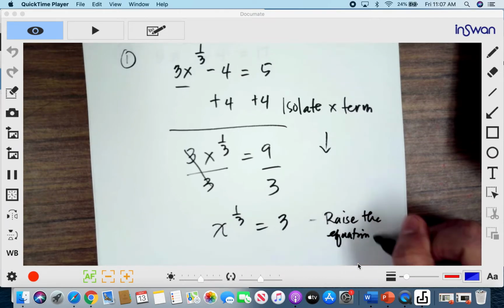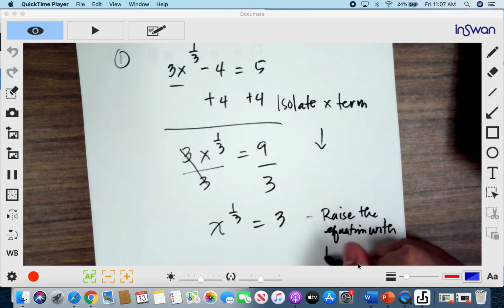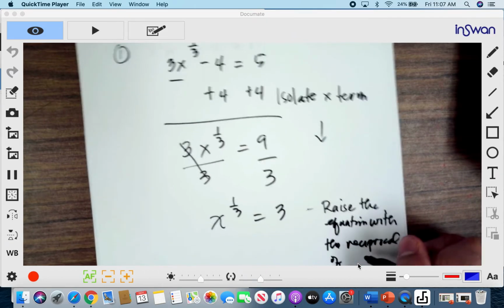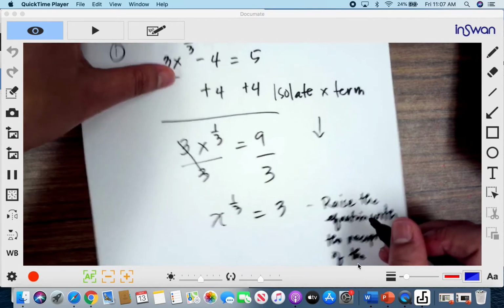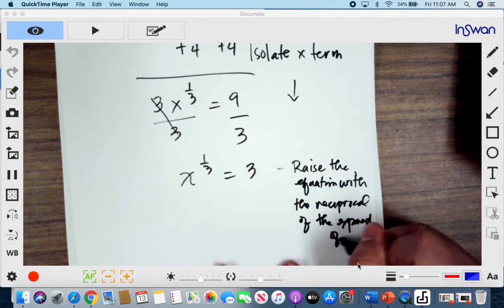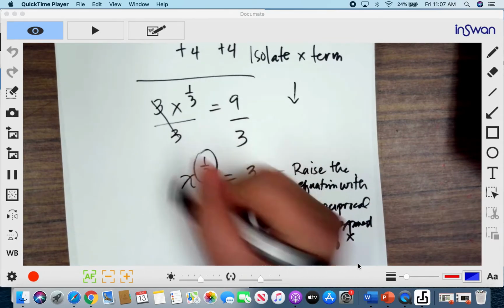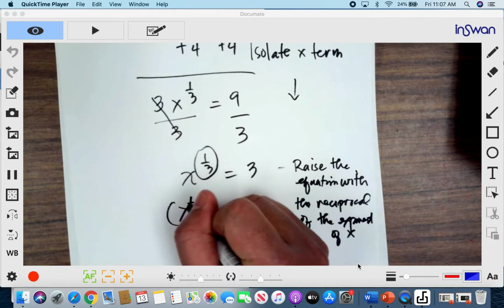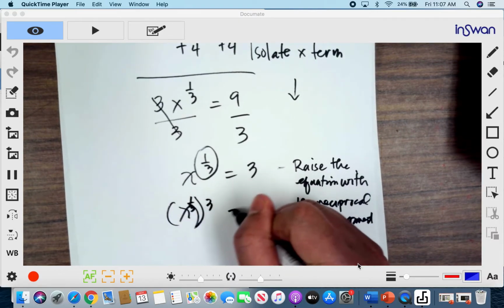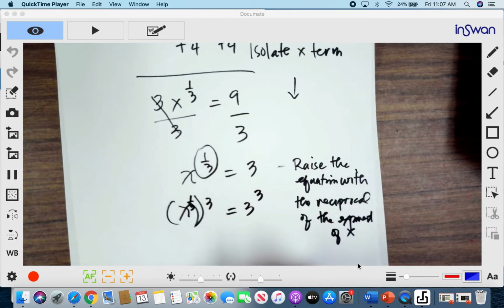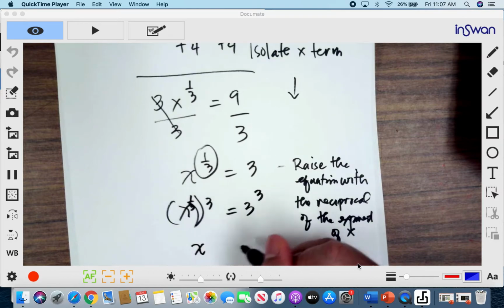with the reciprocal of the exponent of x. Alright, so the reciprocal of 1/3 is 3. The reason why we're doing that is because 1/3 of 3 is equivalent to 1, making the exponent of x equivalent to 1, because that's what we needed. So therefore, our answer should have been 27.